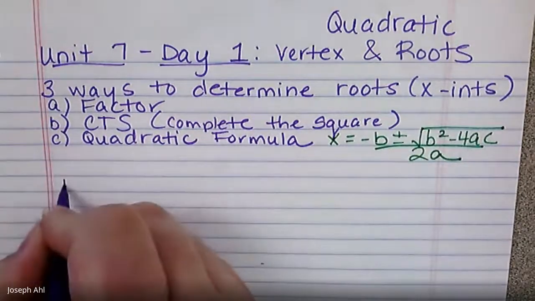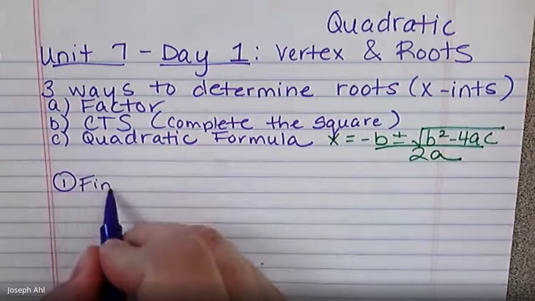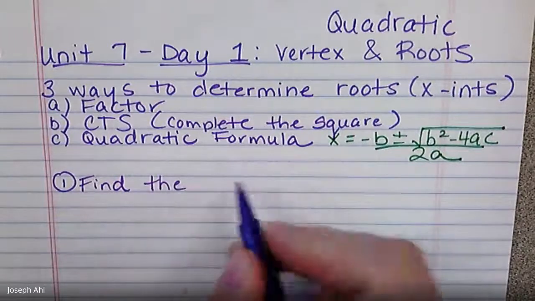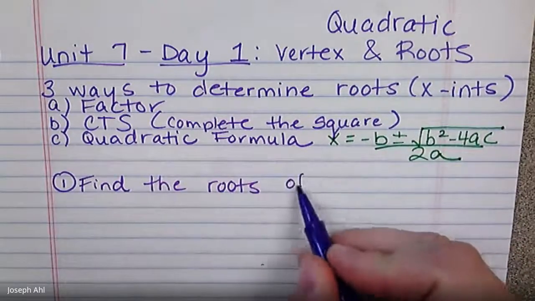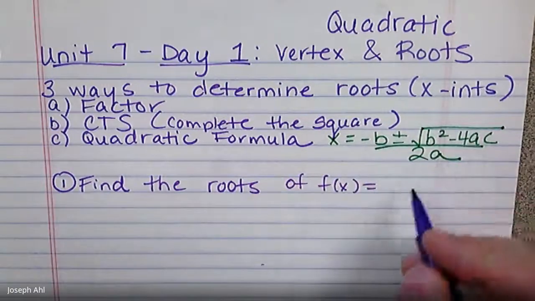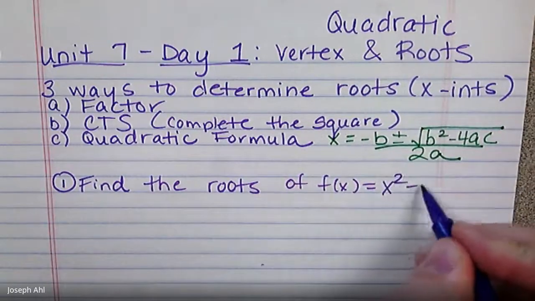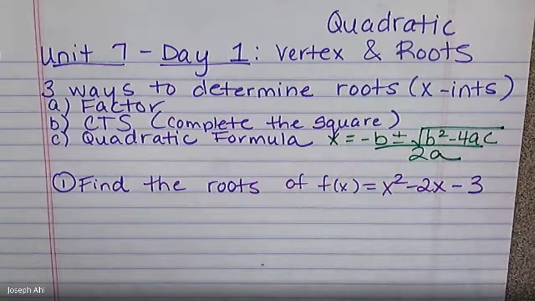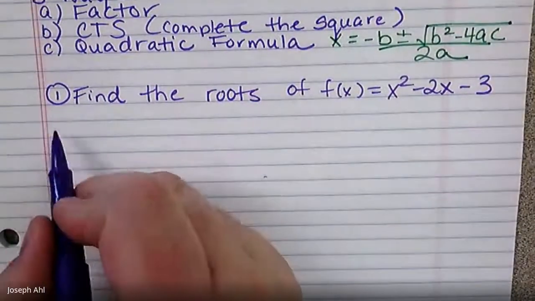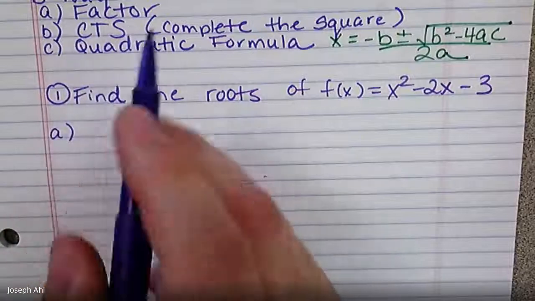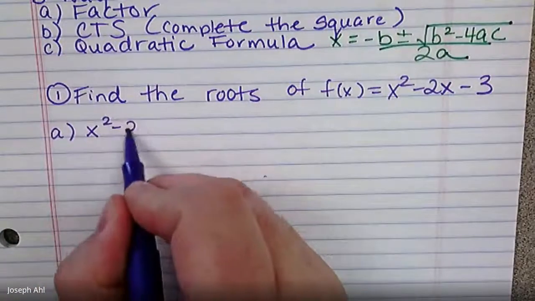So let's jump right into an example where we're going to find the roots of f of x equals x squared minus 2x minus 3. So first and foremost, I'm going to try and factor this. I'm going to try and use my method A up there.